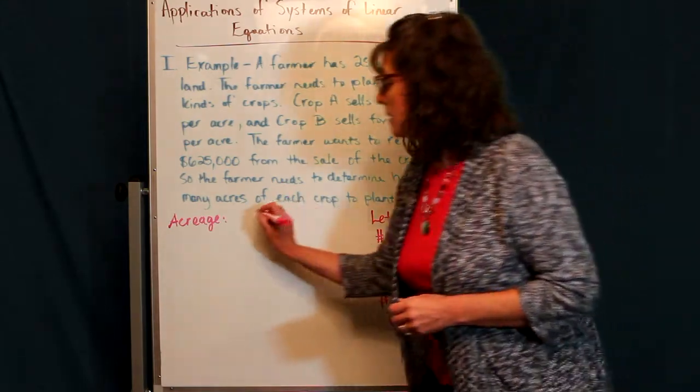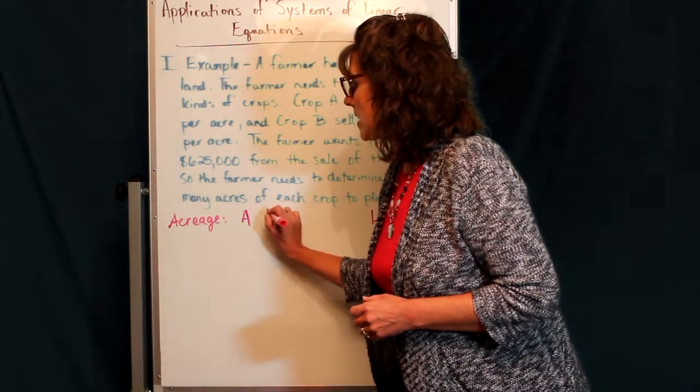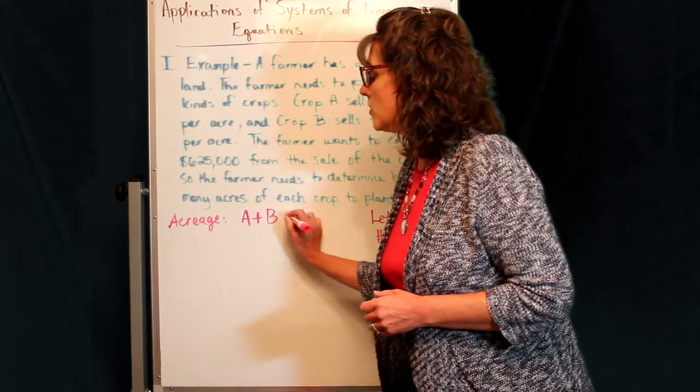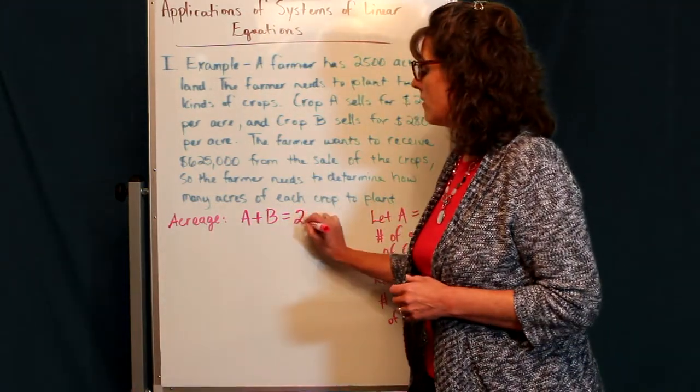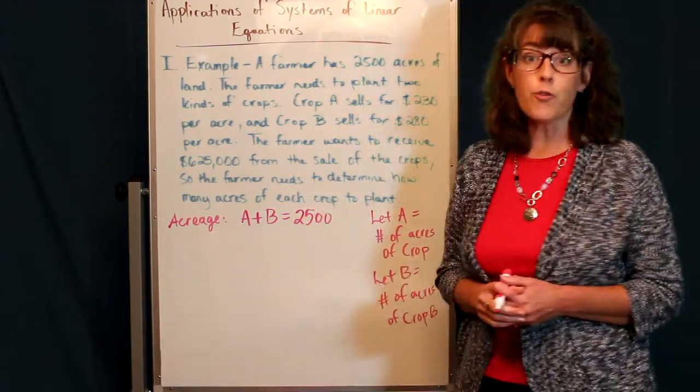So like I said, I'm going to take the acreage for crop A, I'm going to take the acreage for crop B, I'm going to add the two together. When I do, I better get 2,500 acres total for the crops.